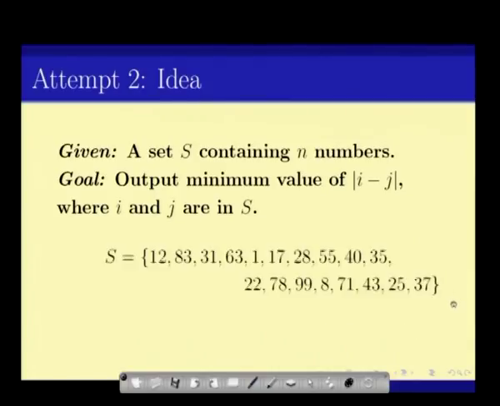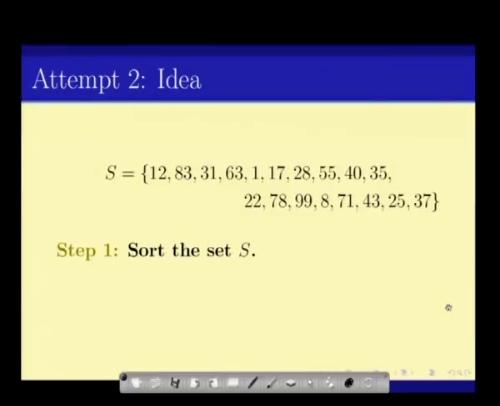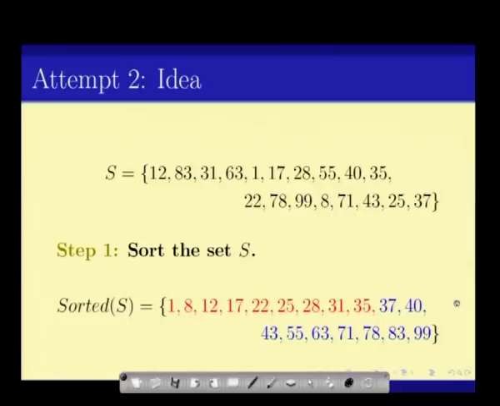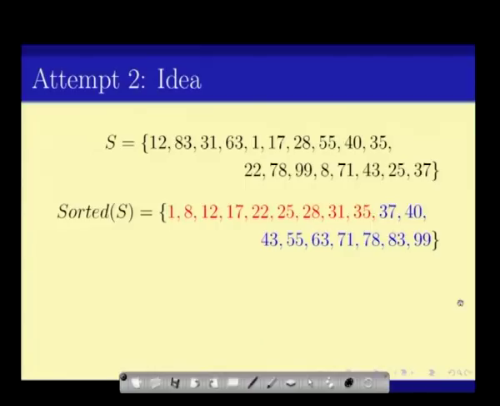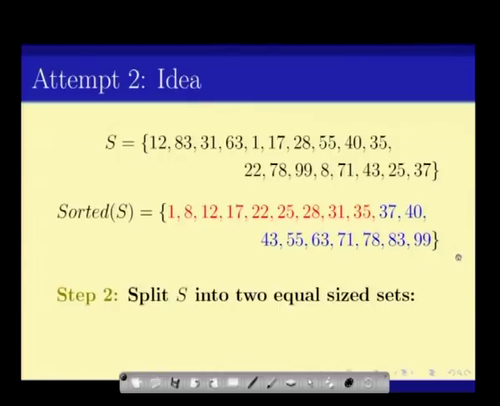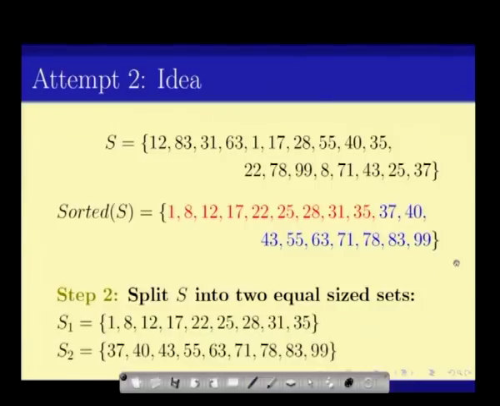So, say here is this problem and here is the set S. So, what is the first thing we do? First step is we sort this set S. So, when you sort this set S, we get something like this. Now, not only that, we also split this set S into two equal halves. So, we will color the first half of them red and the next half of them blue, and we split this set S into two equal halves. So, we get S1, which is the smallest n over 2 elements, and S2, which is the largest n over 2 elements. Let us see.